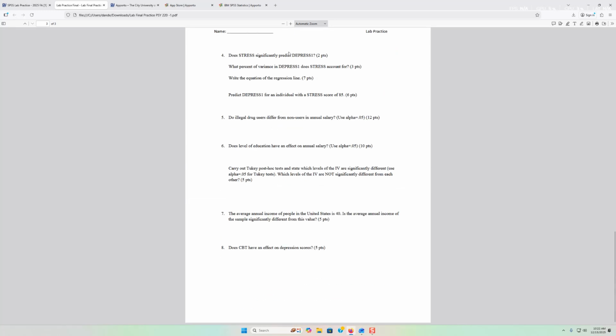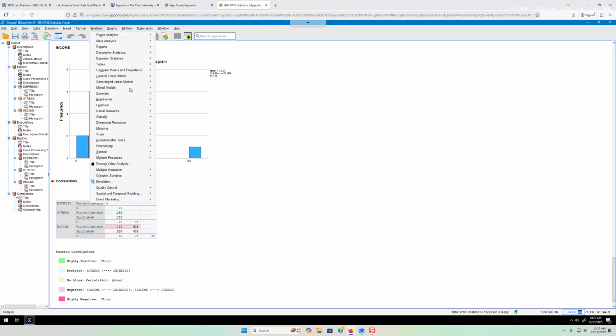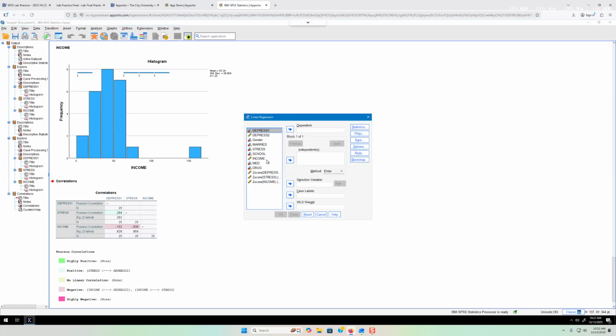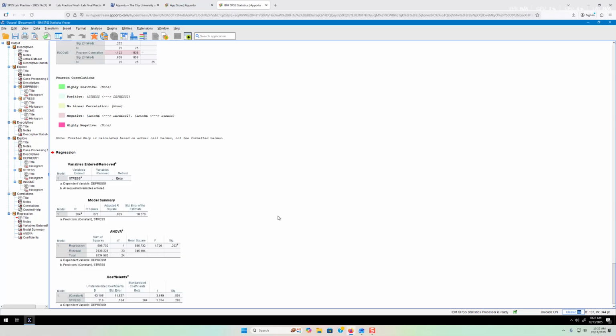Stress predict depression. So when you see the word predict, it's regression. So stress as the independent variable predicts depression. Let's take a look. Analyze, regression, linear. Independent variable stress. The dependent variable is depression 1. And then just hit OK. And then we're going to look at the model here.